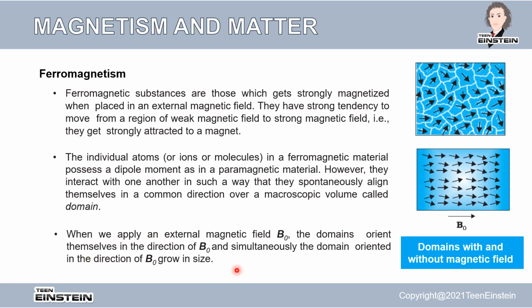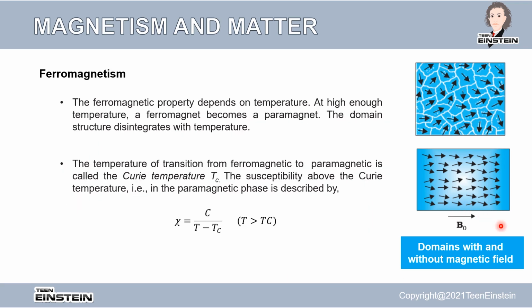When we apply an external magnetic field B0, the domains orient themselves in the direction of B0 and simultaneously the domains oriented in the direction of B0 grow in size. So that overall it becomes aligned in the direction of the magnetic field. So we get a very high magnetization.